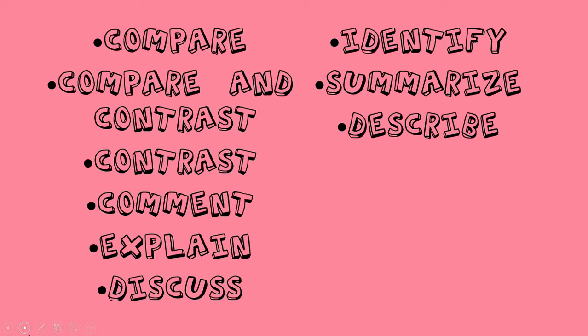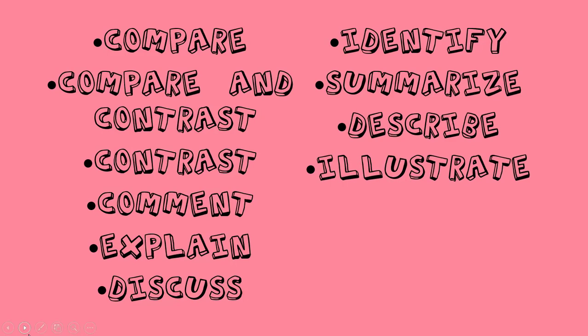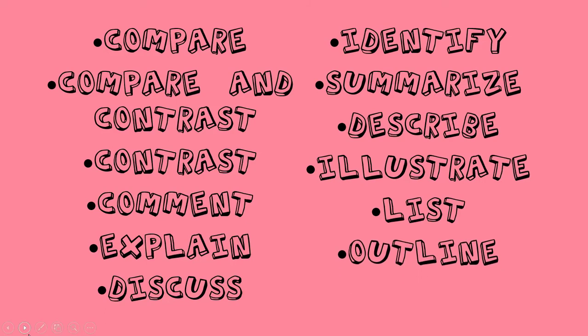Describe. Provide characteristics. Illustrate. Use examples. List. Itemize is the word, sorry. Outline. Give a brief overview in an organized manner. State. Write a short, concise answer, no need for explanation. Great job.